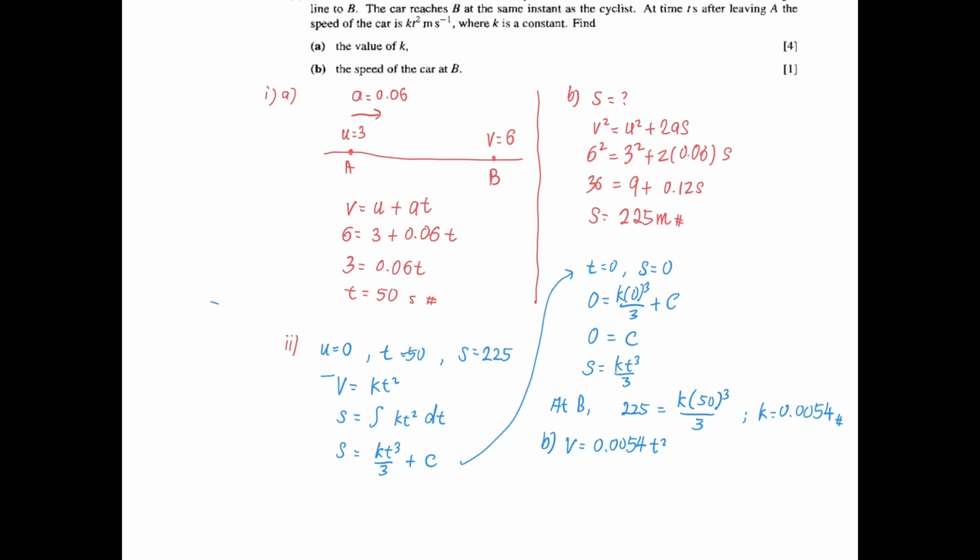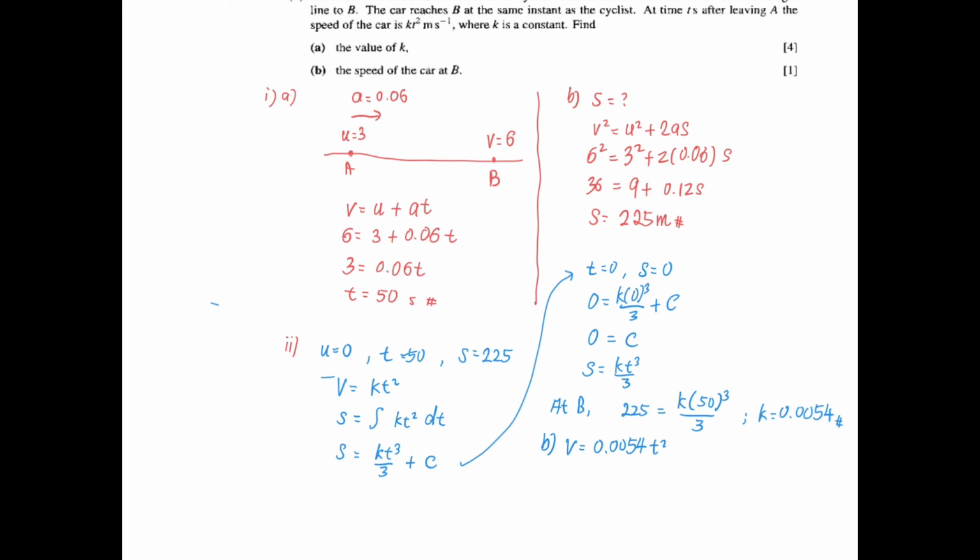At point B, our time is 50. So v equals 0.0054 times 50 squared. And then by pressing the calculator, we will get 13.5 meters per second. Yeah, so that is how we do these questions.